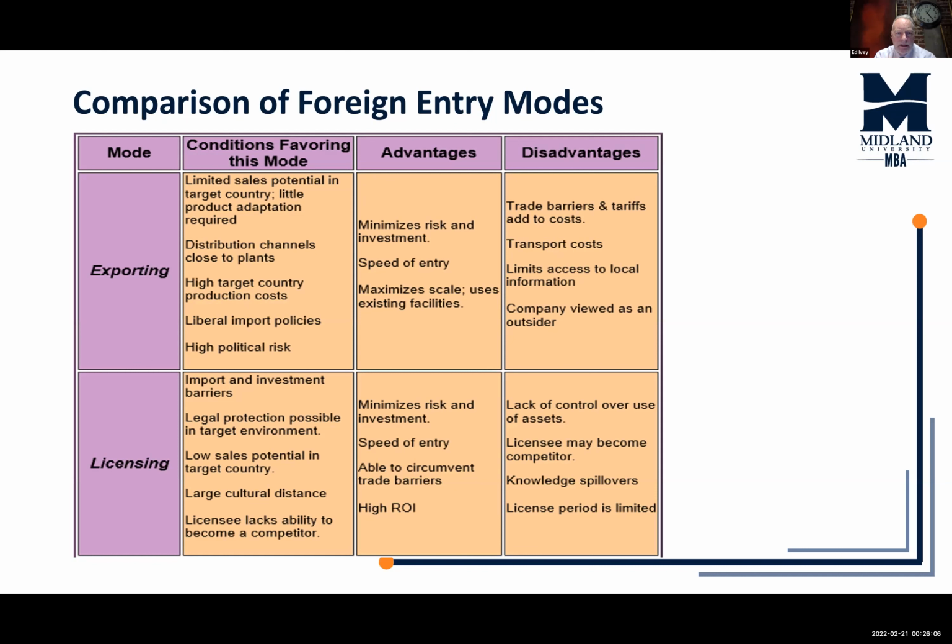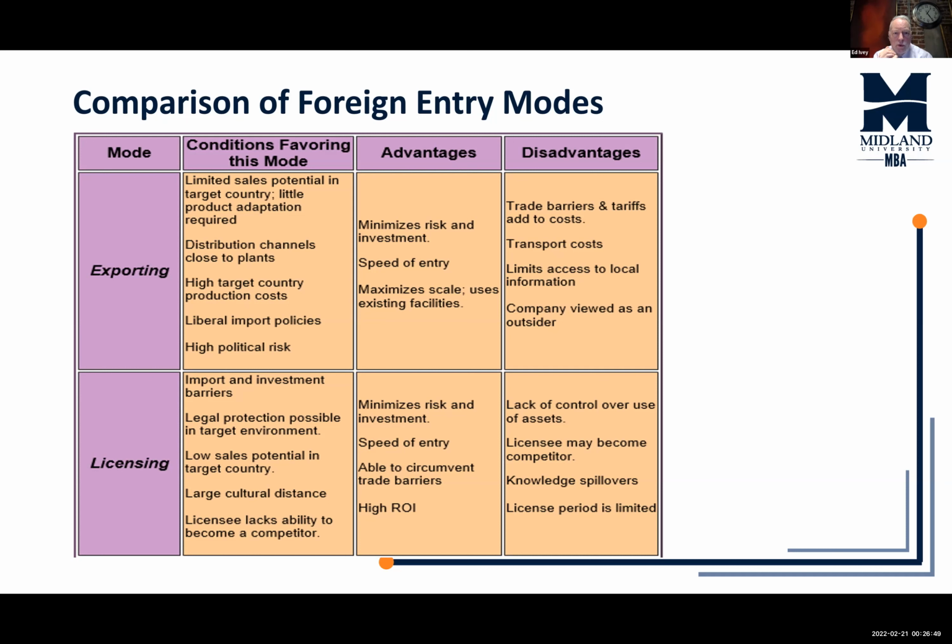So what are the conditions that favor export or trade? When we say export, we mean export, import. So what is it that favors that type of trade? It's a limited sales potential in the target country. And when there is little product adaptation required. So the products that we would create in the United States are essentially the same products that will be sold in the foreign country as far as the product specifications. We don't need to make any changes to those specifications.